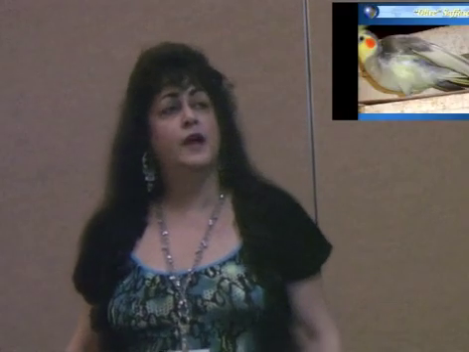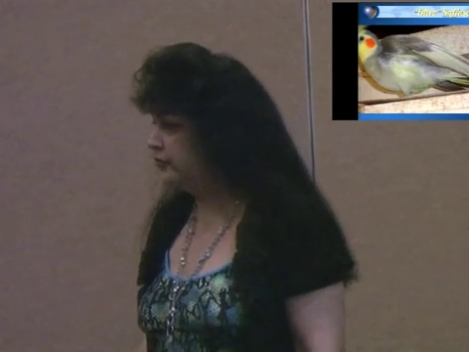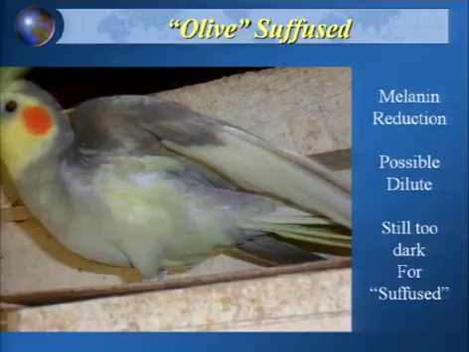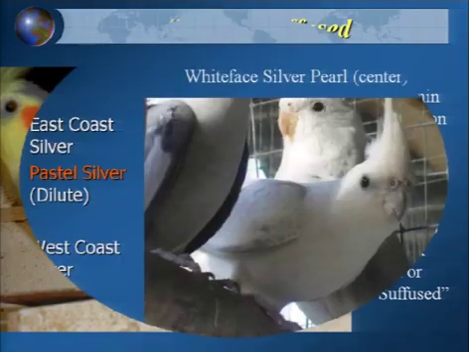This is what they call the olive suffused in Australia. Reduction in melanin. Dr. Martin feels it's, say, dilute. I think it's too dark for that. However, again, you see the pigment coming through there. It would be because of the reduction of the melanin as opposed to intensity of the psittacin pigment, but it's interesting in itself.